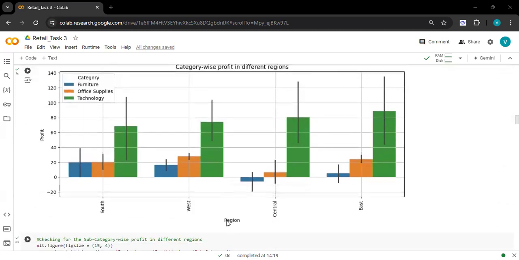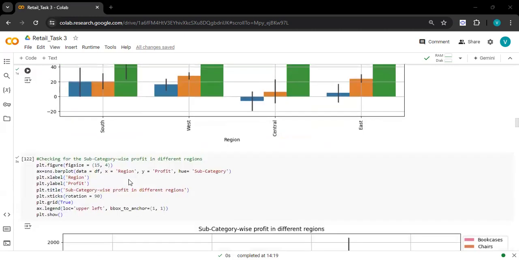This plot is between the region and the profit, and we can see technology got the higher profits in the East region, higher compared to all the other regions, and the least profits are for office supplies. Even though office supplies got good sales, the least profit is for furniture. Even though furniture got better sales, it got the least profit.